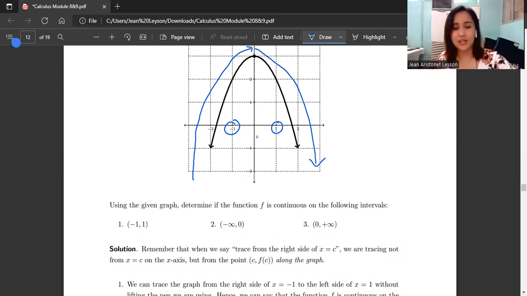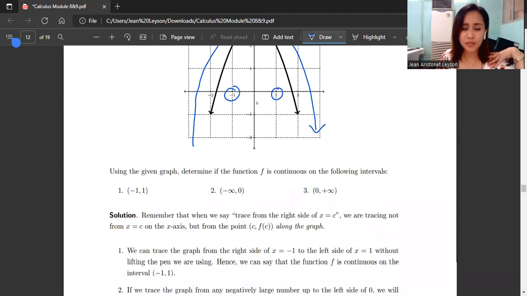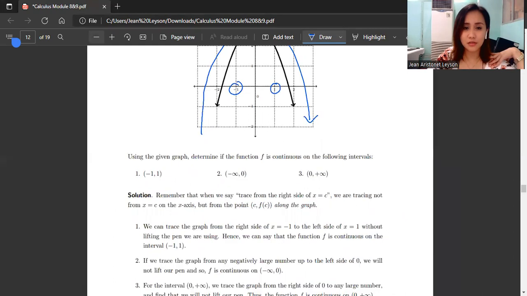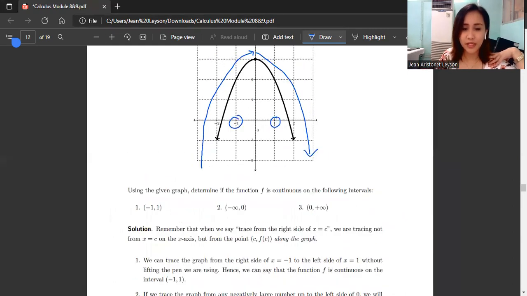So solution, remember that when we say trace from the right side of x equal to c, we are tracing not from x equal to c on the x-axis, but from the point c, f of c along the graph. So number one, we can trace the graph from the right side of x equal to -1 to the left side of x equal to 1 without lifting the pen we are using. Hence, we can say that the function f is continuous on the interval -1 to 1.